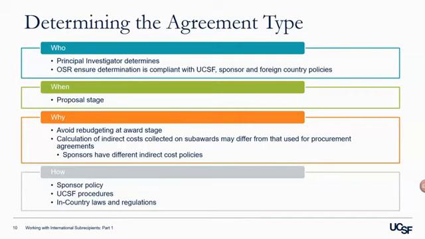And how do we do this? We, again, read the sponsor's policy. Then two, follow UCSF procedures. And also consult on in-country laws and regulations. So if you know you have a foreign contractor or subrecipient, you want to reach out to Global Programs or to the International Research Support or Operations, IRSO, and if you're not sure, they can help you determine the type of agreement to use.